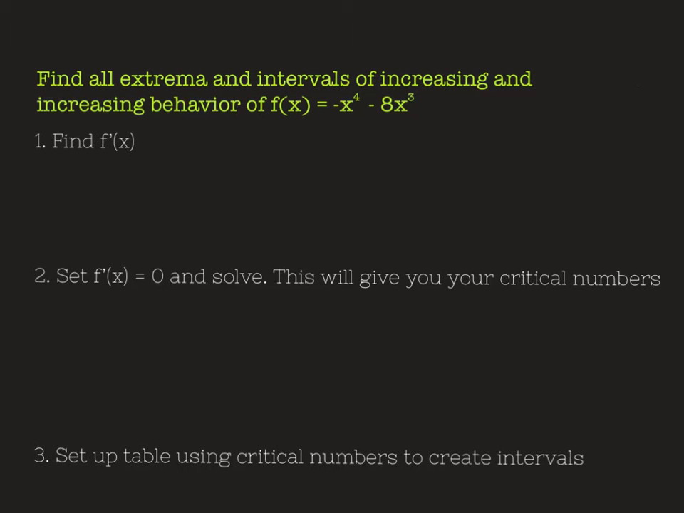So here we go. In green you can see that our problem is asking us to find all extrema and intervals of increasing or decreasing behavior of this function f of x. So f of x equals negative x to the fourth minus 8x cubed. So the first thing we need to do is find f prime. So I'm just going to write my original here again, just so it's a little bit bigger. All right, and so then this one's pretty straightforward. We're just going to have to use our power rule. So we're going to bring our exponent down to the front, subtract 1, and multiply, so we get negative 4x cubed minus 24x squared.